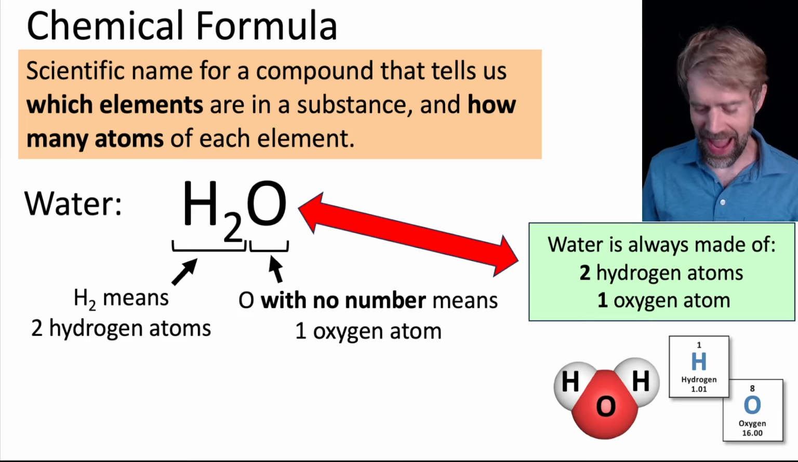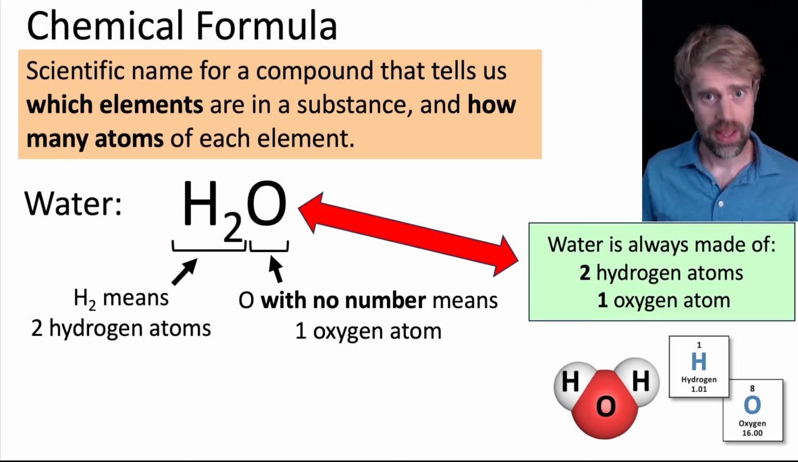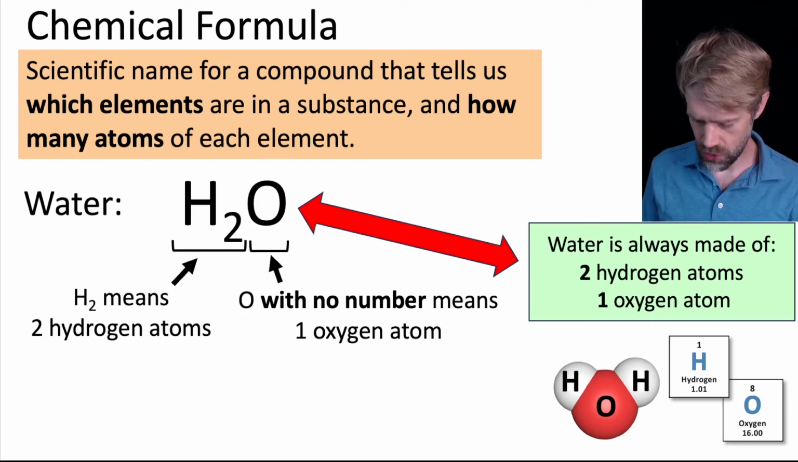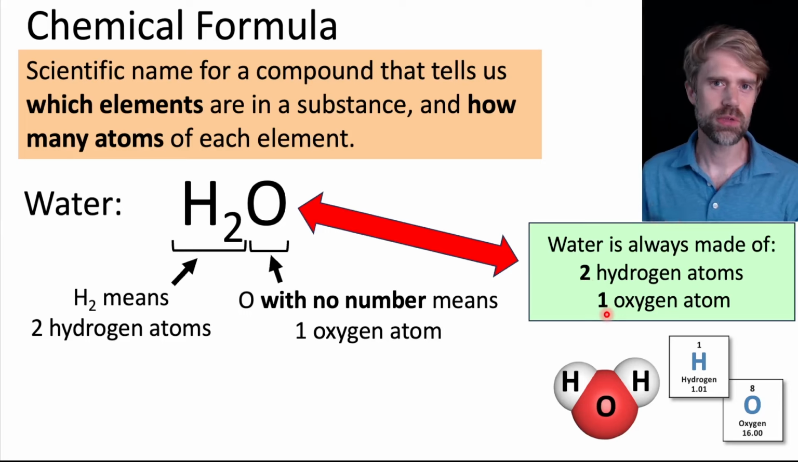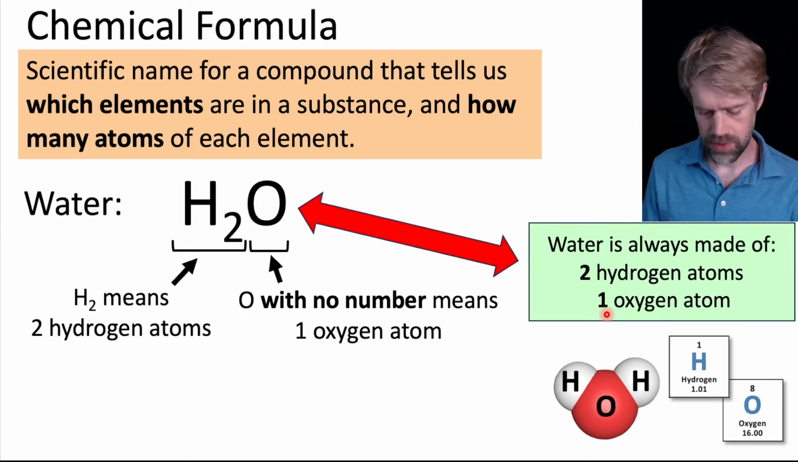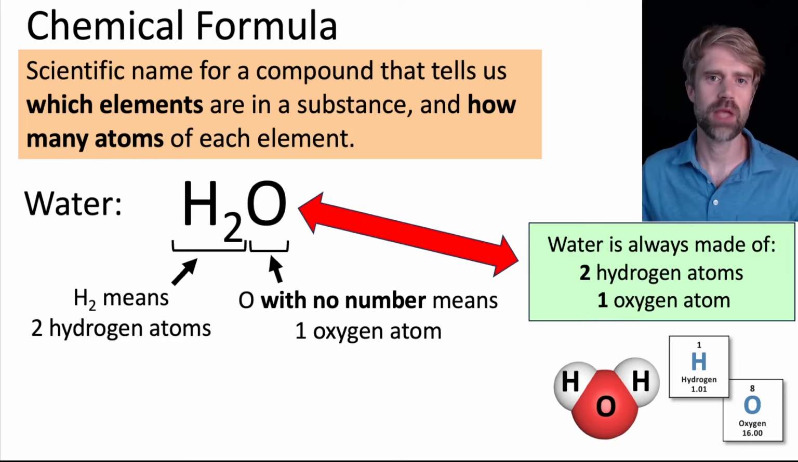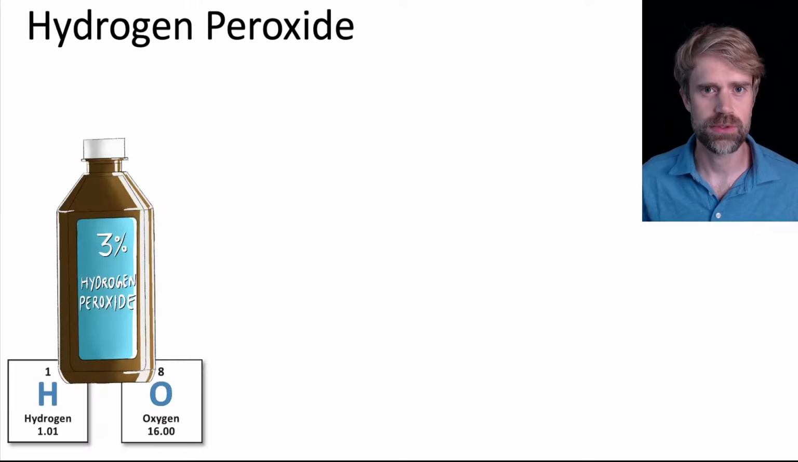Anyway, H2O is the chemical formula for water, and it tells us that water has 2 hydrogen atoms and 1 oxygen atom. In chemistry, you usually use a compound's chemical formula much more than you use its name. So it's really important to get comfortable with chemical formulas and see how they work. We'll look at a few more examples.